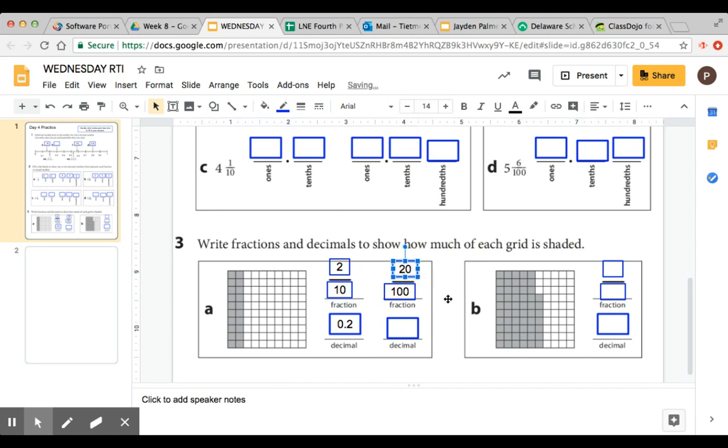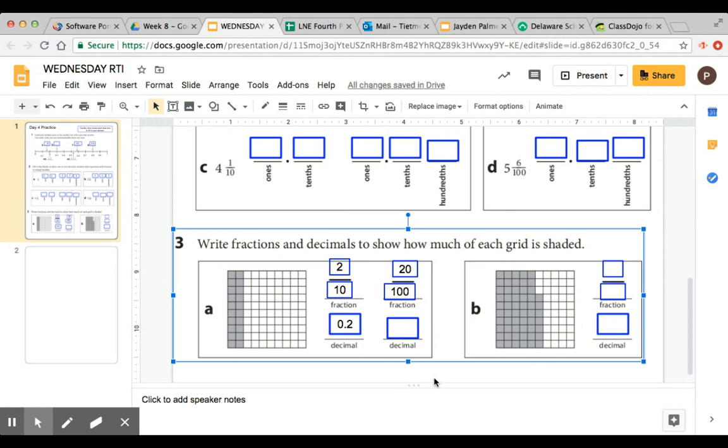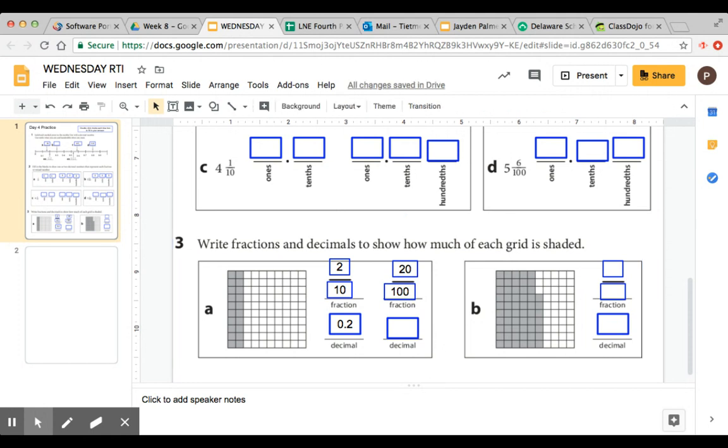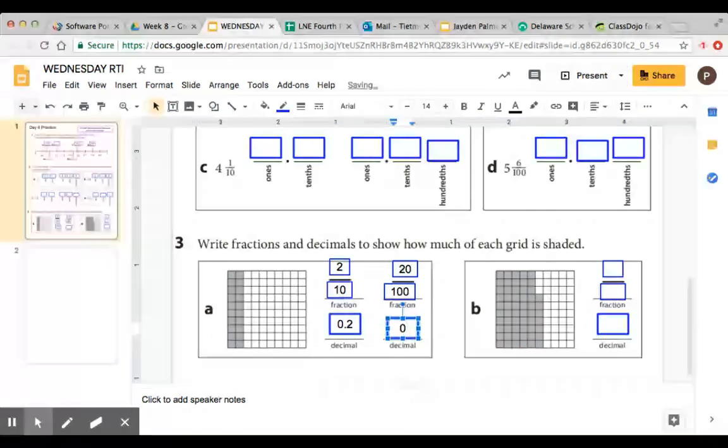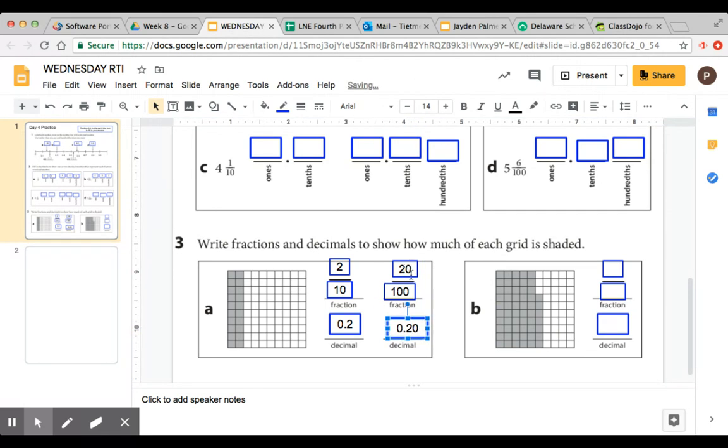So my fraction would be 20 hundredths. So now we're going to write that as a decimal. Again, I have 0 whole numbers, no wholes in front. I have 2 tenths and 0 hundredths. So I'm just taking my numerator here and I'm putting it down here. I have 20 hundredths. You're going to be doing the same thing for letter B.